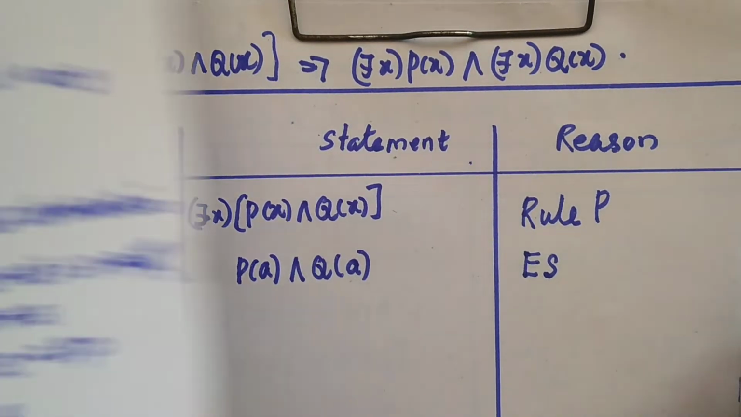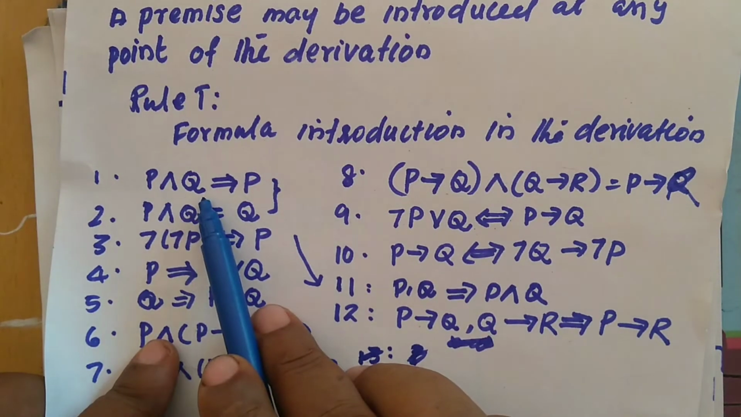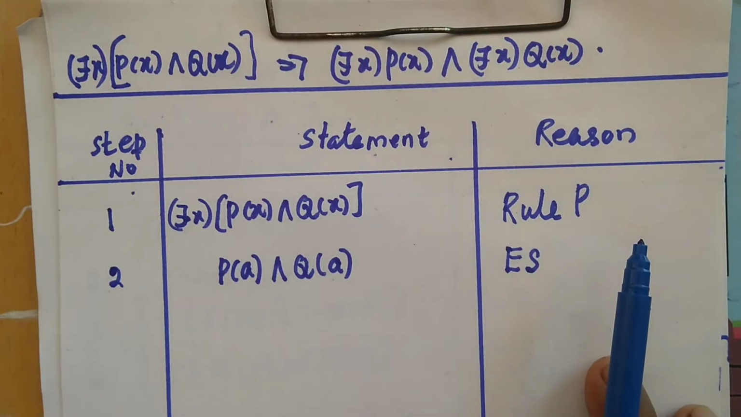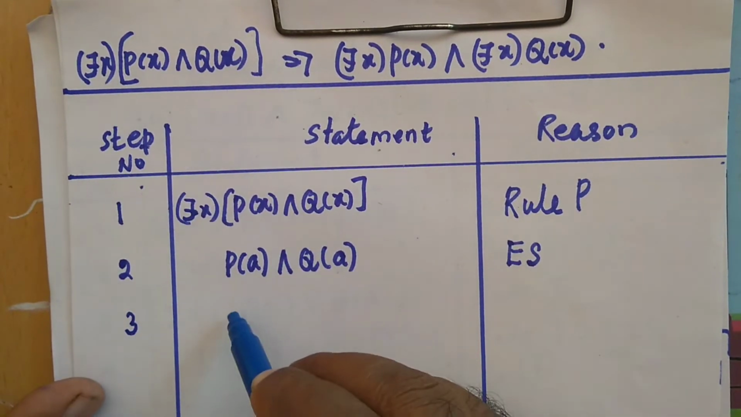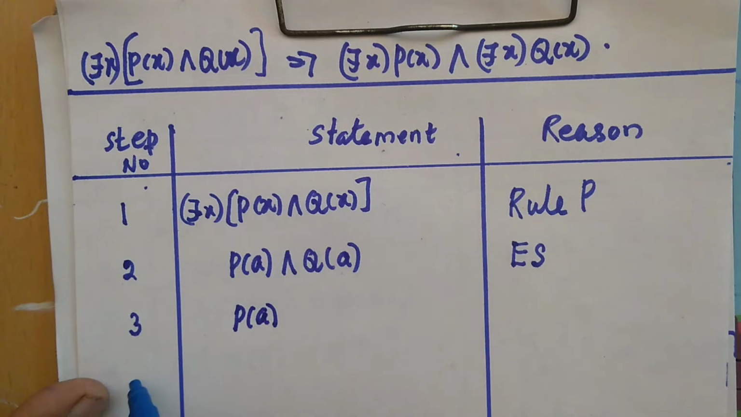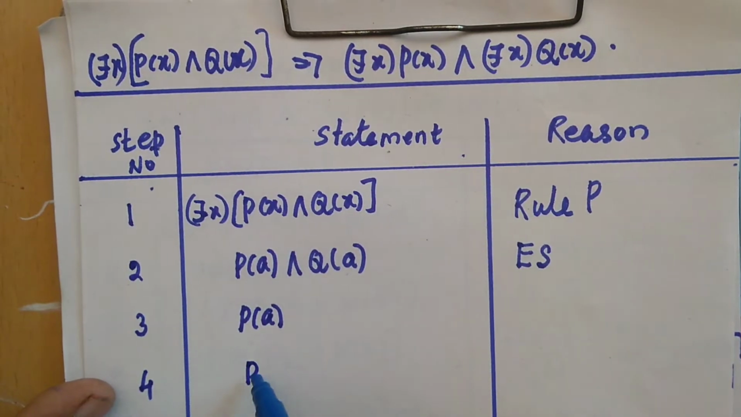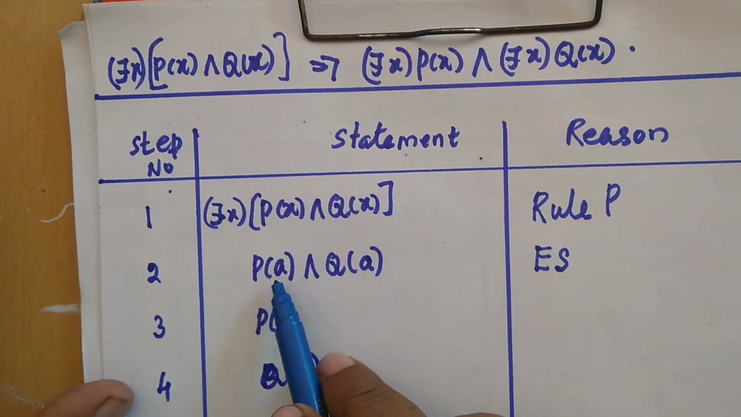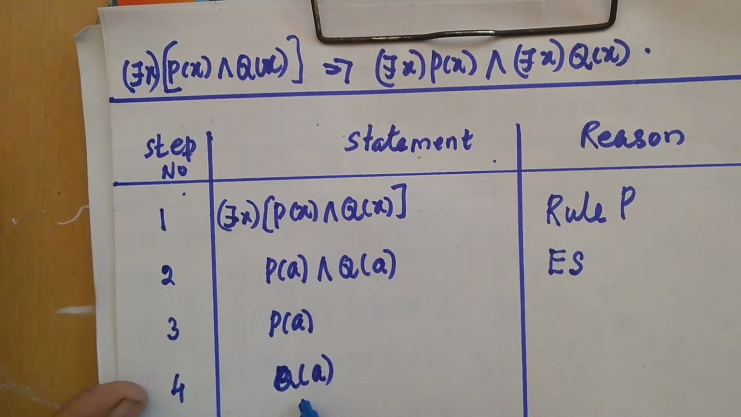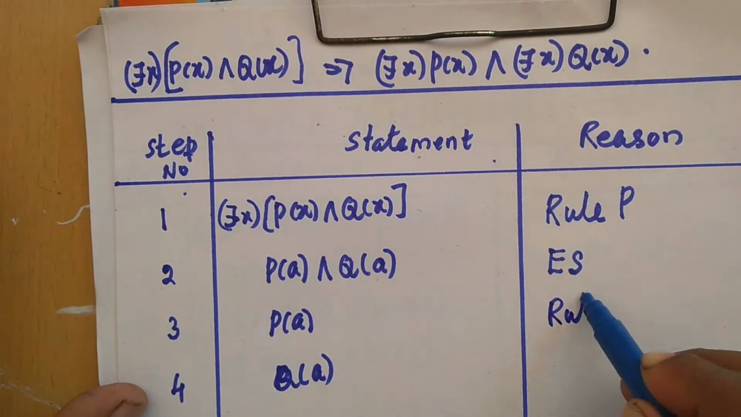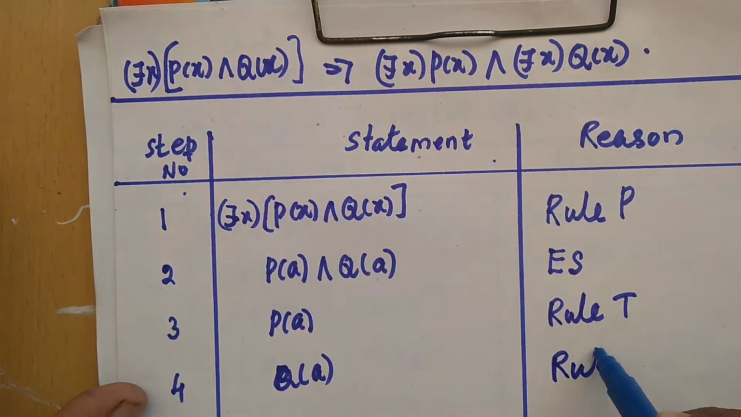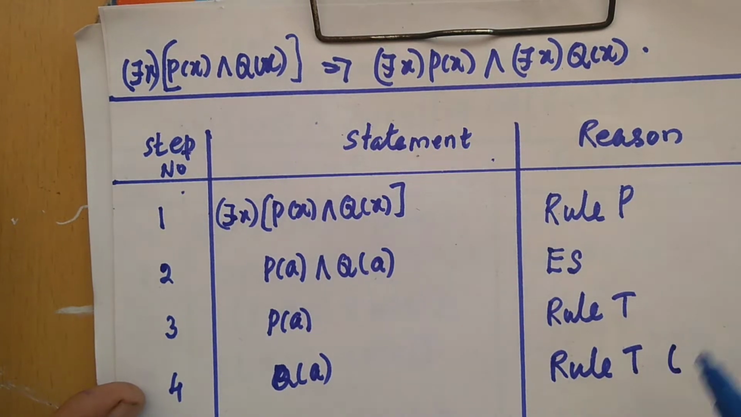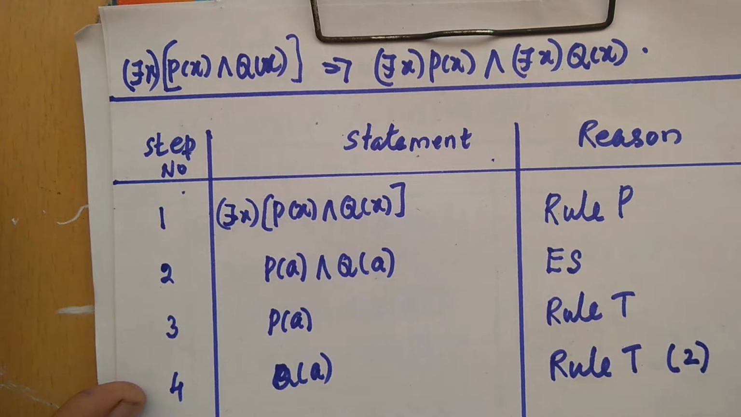Now we use the next formula. What is the formula? P and Q implies P, P and Q implies Q. We can split into two terms. So the third one is P of A, then the fourth one is Q of A. So these are formulas, so we use rule T. These are from the second statement, so we write the number 2.